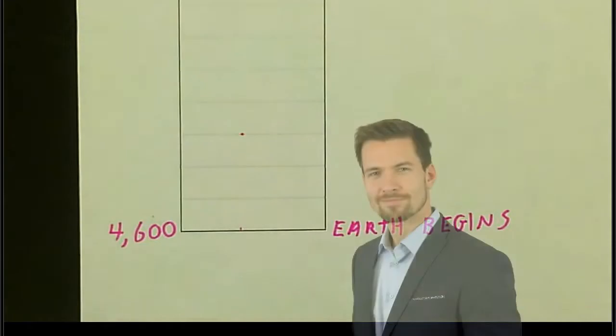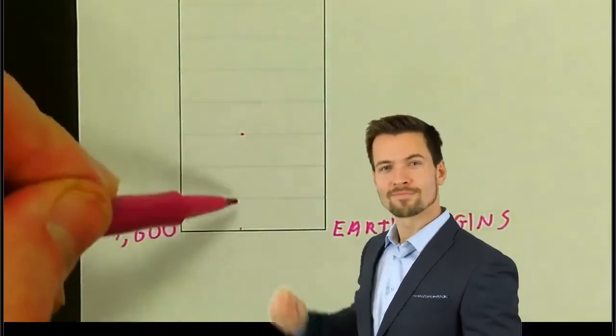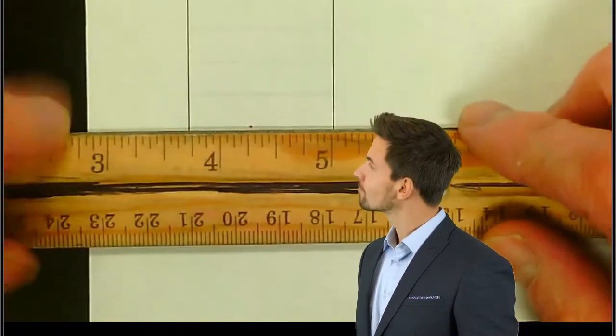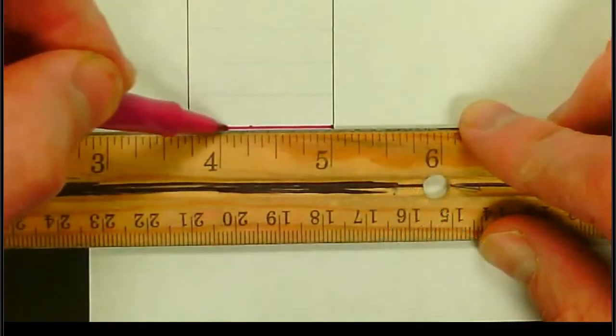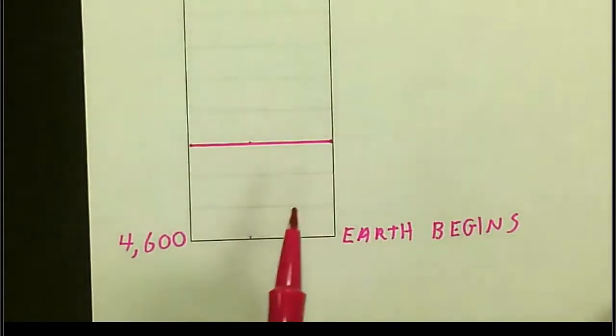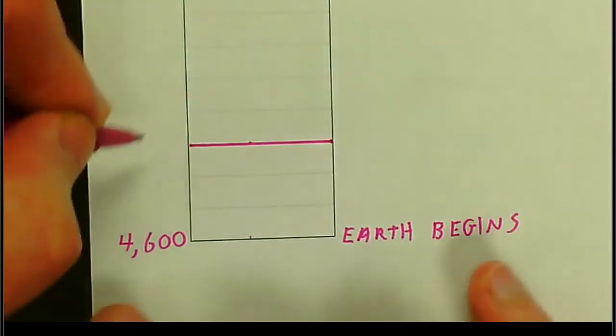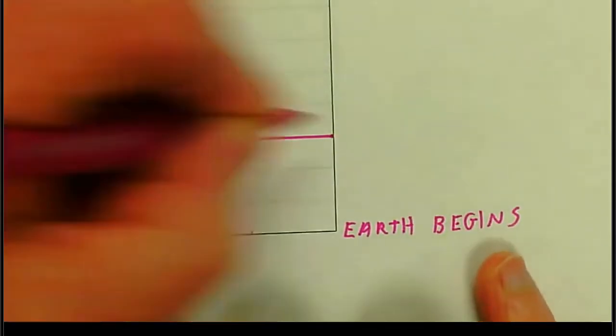All right, go up 3 lines and draw 3 spaces. 1, 2, 3, and draw a line there. So we're going to have that line. That's actually the oldest rocks that we find on Earth, about 4,200 million years ago.